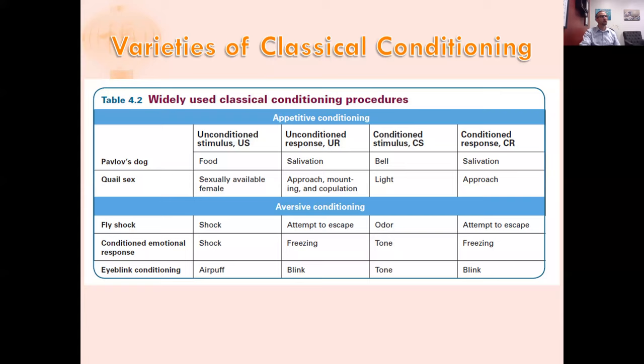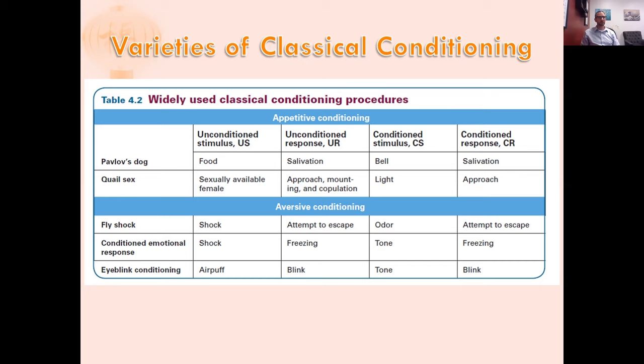So we've covered a few different types of classical conditioning. Let me just review it. Most of these were in the last video. We have Pavlov's dog, where we have food, and that's the unconditioned stimulus, and then salivation, the unconditioned response. And we're pairing up a bell, which leads to a conditioned response of salivation.